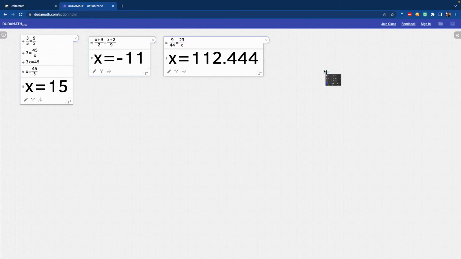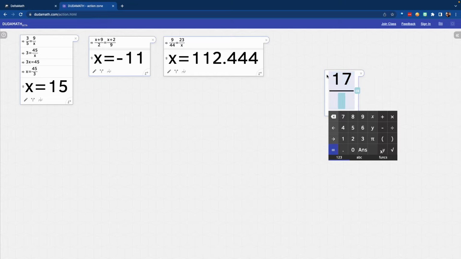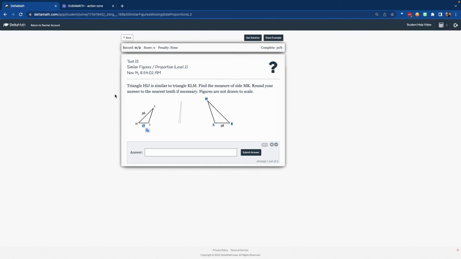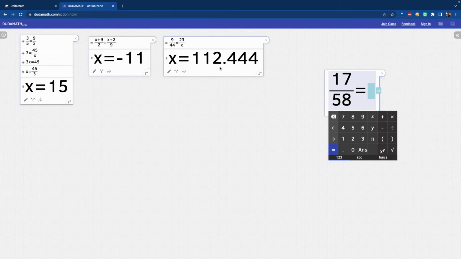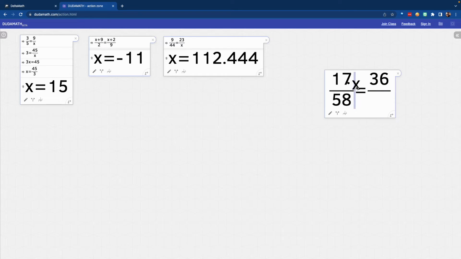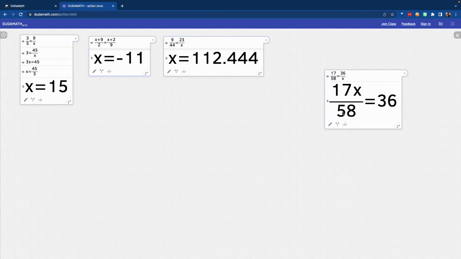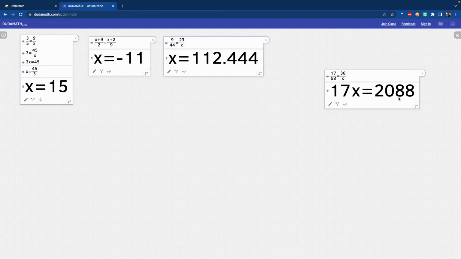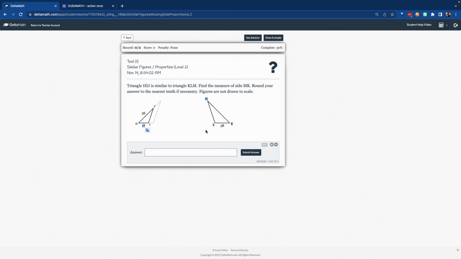So that would be 17 with 58. So 17 over 58 is going to equal 36 divided by our unknown side. Again, we'll just cross multiply. It's nice that a calculator like Do2Math helps us so we don't have to worry about calculating double-digit multiplication. Then we'll finish by dividing by 17. It gives us 122.8 if we round off. So 122.8.